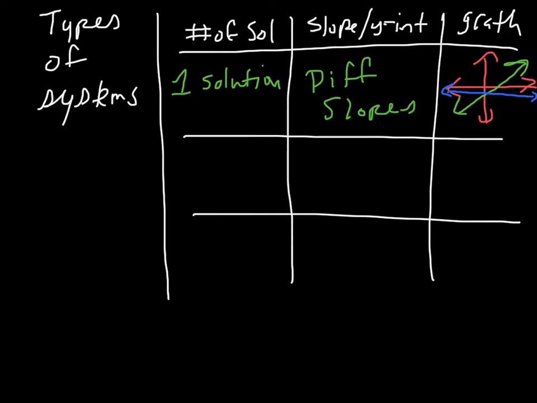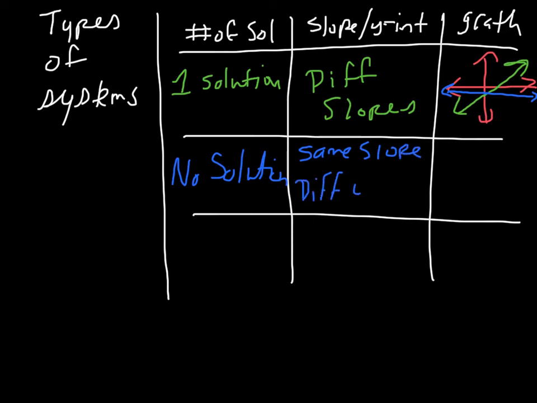Now, what if we have two solutions? Excuse me, what if no solutions, not two? No solutions. That means that they have the same slope, but different y-intercepts. It also means the two lines are parallel. That means they're parallel.